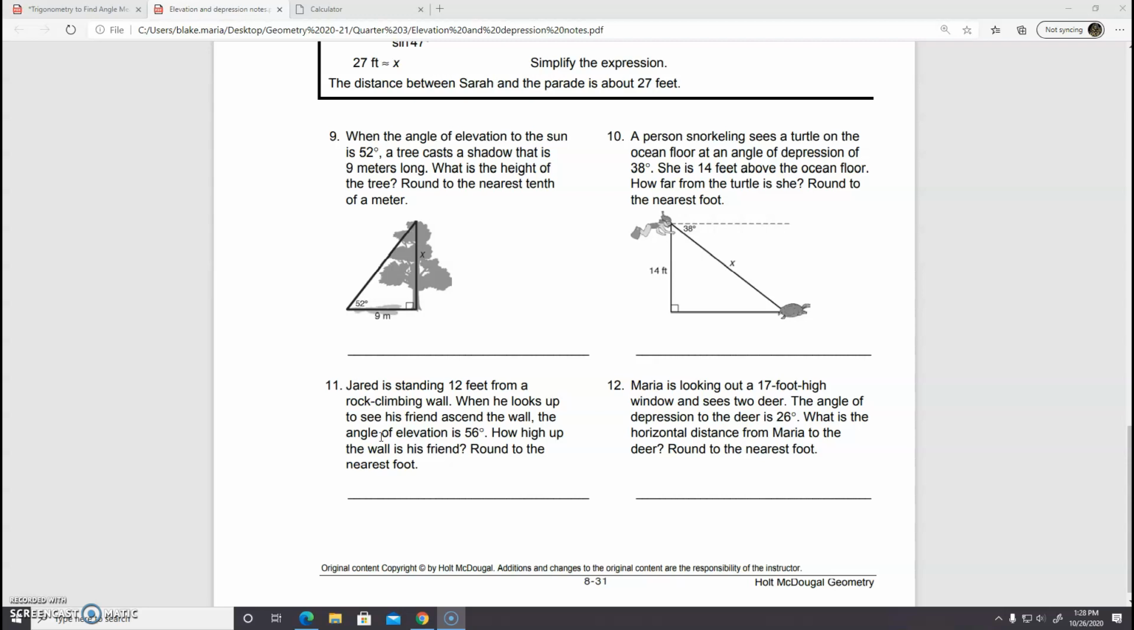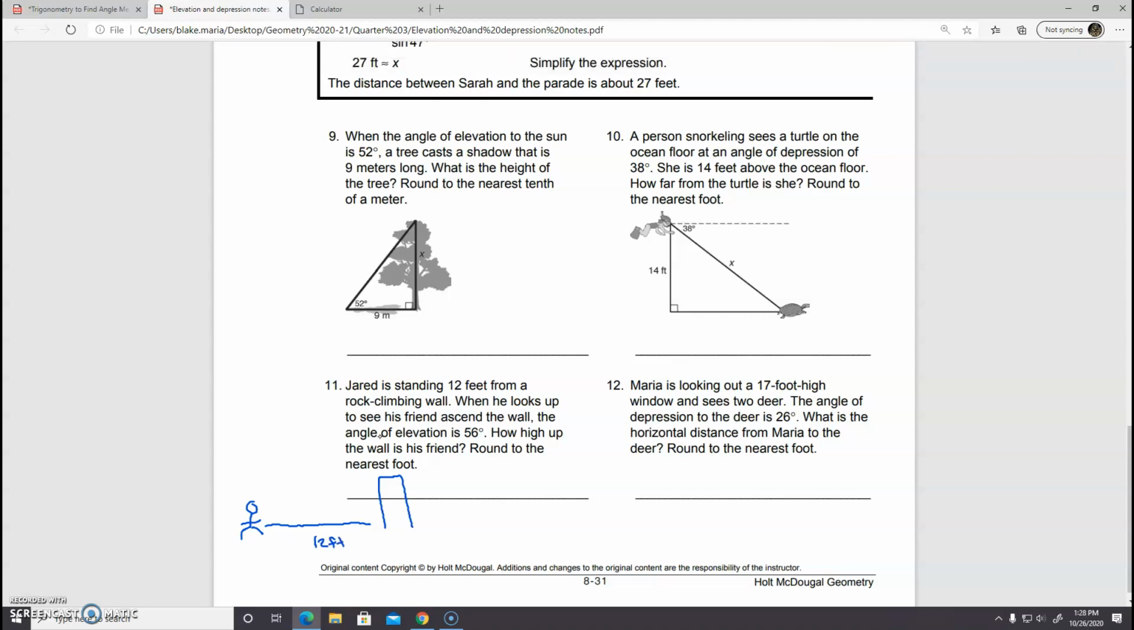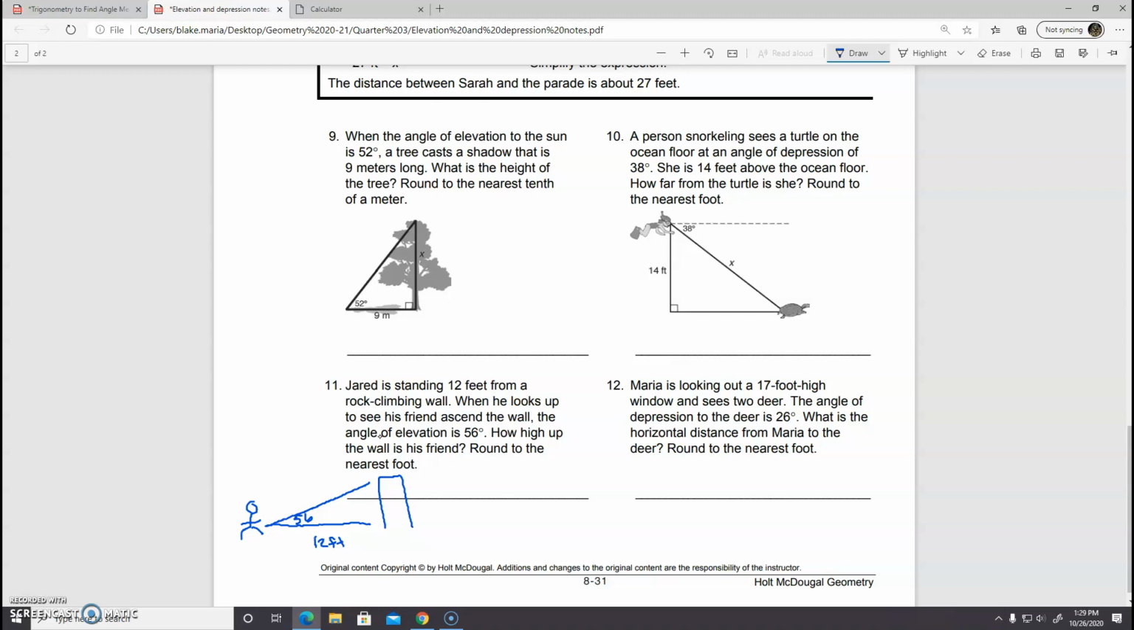So let's just look at this one together real quick. Jared is standing 12 feet from a rock climbing wall. So we have Jared. We have a rock climbing wall. So he's 12 feet from the wall. He looks up, so there's my line of sight, and he's looking up at an angle of elevation of 56 degrees. How high up the wall is his friend? So we want to know how high up the wall is his friend.